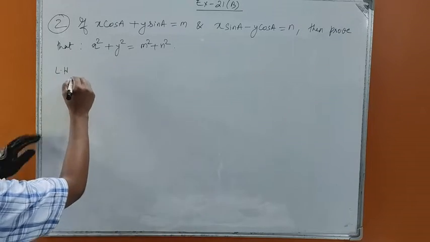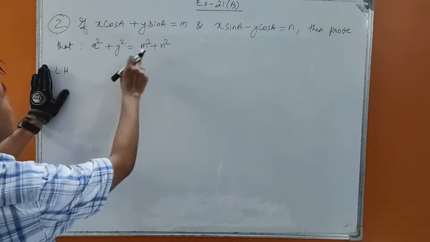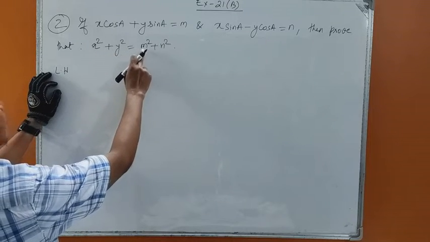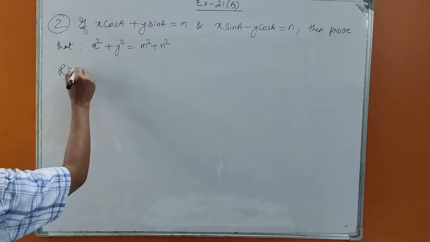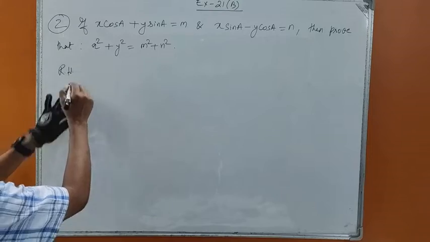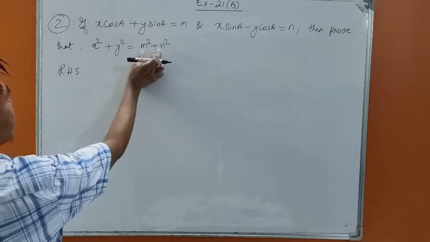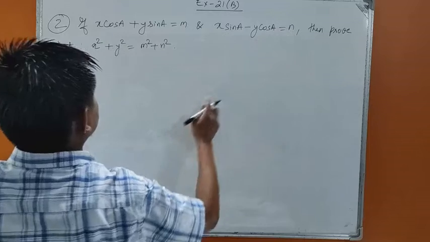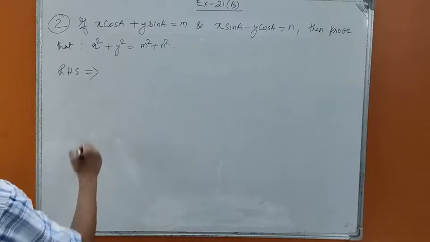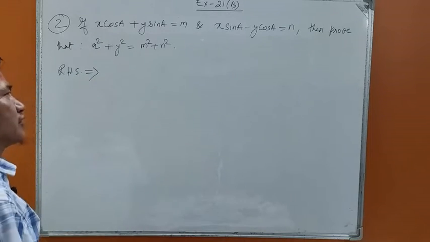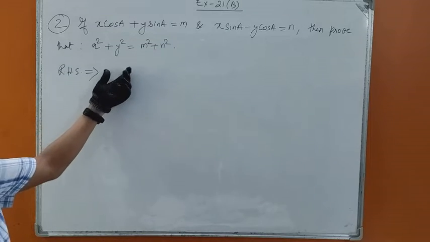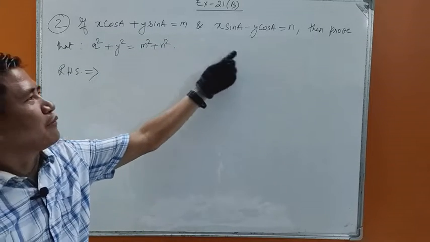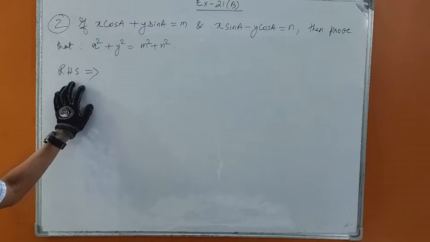LHS equals x square plus y square, and RHS equals m square plus n square. Why am I using RHS here? Because we are given the values of m and n. Either you can use LHS to prove RHS, or use RHS to prove LHS. Both are valid, but here we cannot use LHS because the values of m and n are given to us, so we must use RHS here.